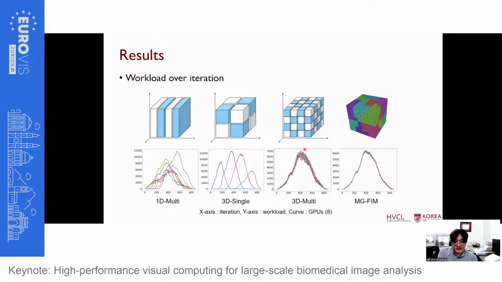So this is the result. As you can see here, this is the static decomposition along one dimension, 3D with only one split, 3D with multiple splits, and this is the dynamic split in our algorithm. The graph shows that each curve is a single GPU. In this example, we use up to 8 different GPUs, and the x-axis is the number of iterations. As iterations go, this GPU gets more tasks, but in the end the task is reduced and converged.